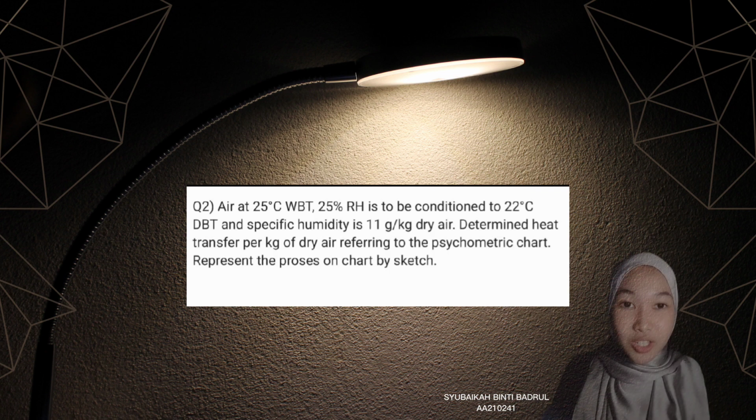Question 3. Air at 25 degrees Celsius WBT, 25% RH is to be conditioned to 22 degrees Celsius DBT, and specific humidity is 11 gram per kg dry air. Determine heat transfer per kg of dry air referring to the psychrometric chart. Represent the process on chart by sketch.